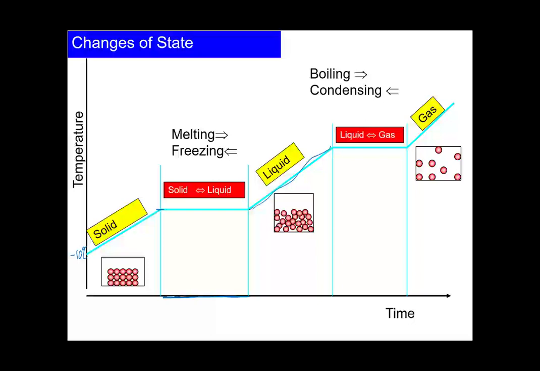So far we've been looking at what happens in this phase, and this phase over here, where the temperature increases. That's when we use specific heat capacity. Now we're going to be looking at latent heat.